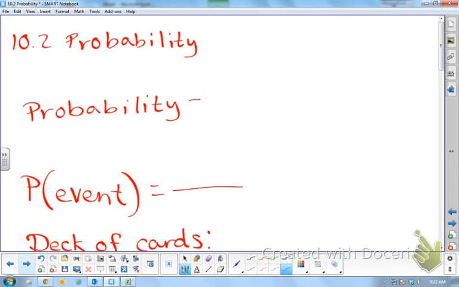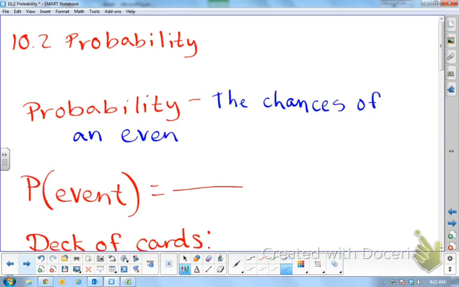So, Daniel already gave us a great definition for probability. The chances of something happening. I'm going to say it a little more mathematically: the chances of an event happening. They use the word event to describe a lot of different situations. An event is just something we want to happen.